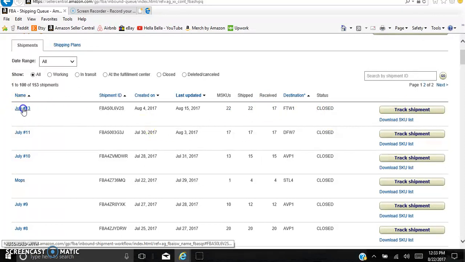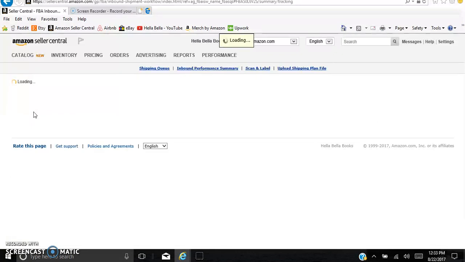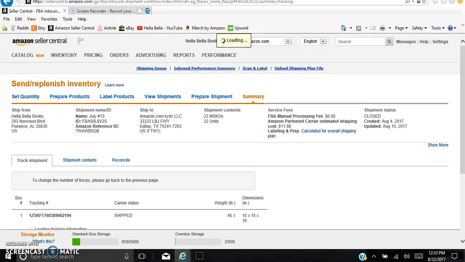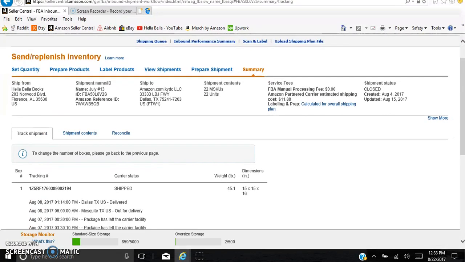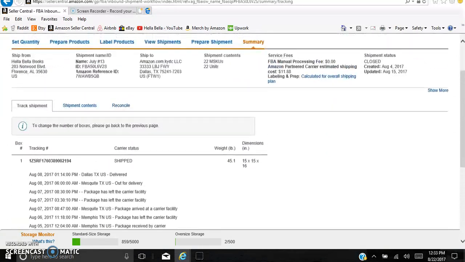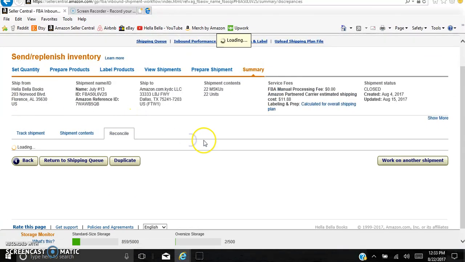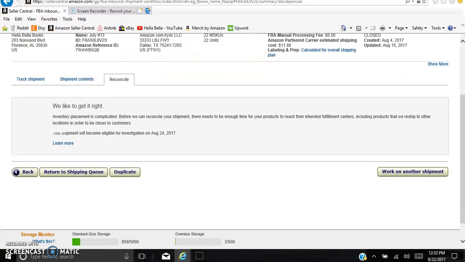So you could click on the July 13th shipment, and that's not uncommon at all. It may have been that things got damaged on the way, or there's an error. It just depends. So you can go to reconcile inventory to figure out what's going on with that.